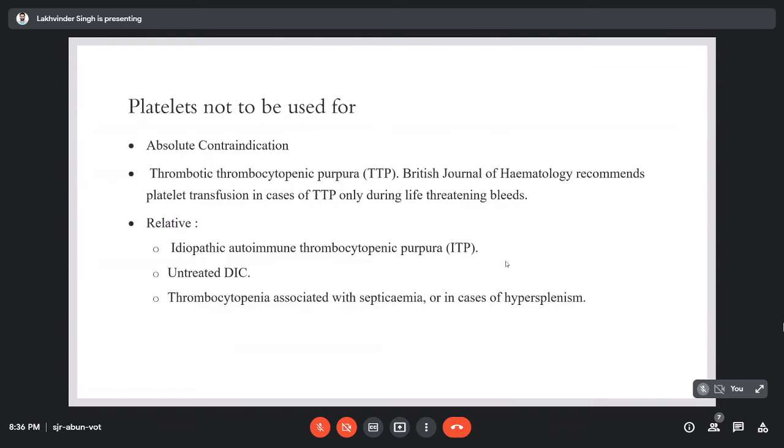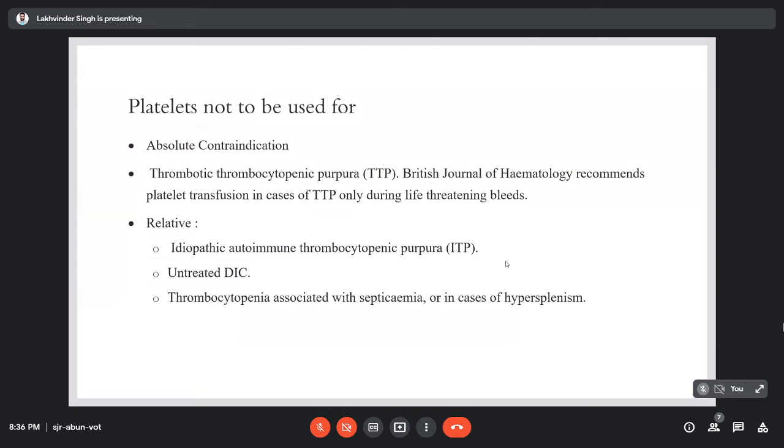Platelets not to be used. First is thrombotic thrombocytopenic purpura. In that case, because thrombosis is being formed, if you give more platelets, it's going to cause more damage to the patient. But if the patient is bleeding, then you may consider it.